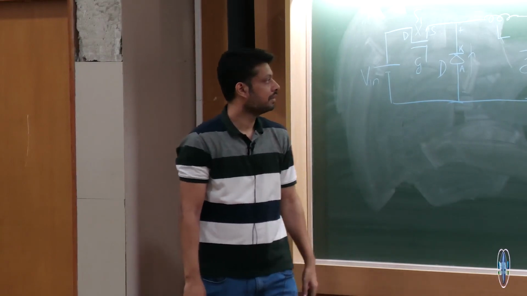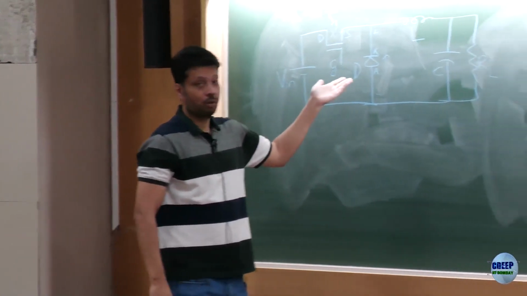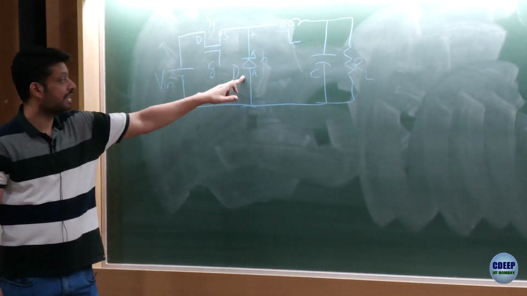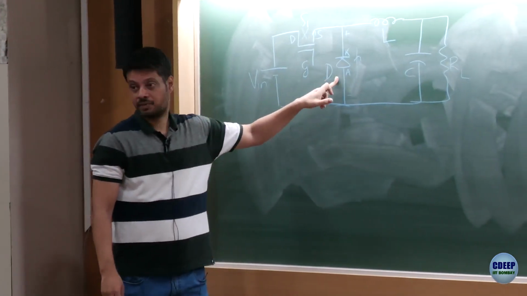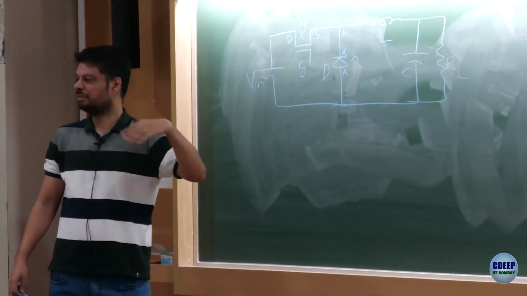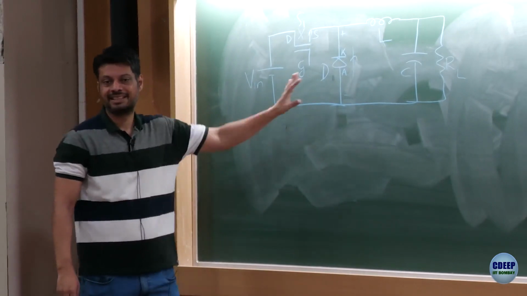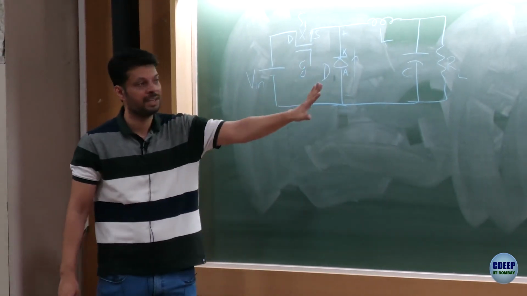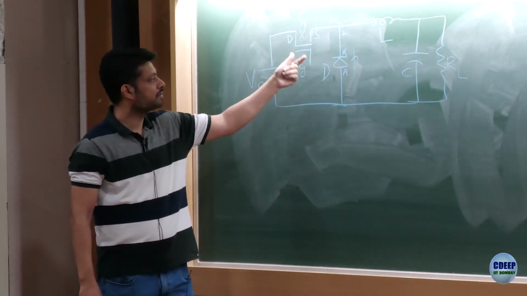Okay. You could have done more. Instead of using this diode, you could have used one MOSFET here also, which is also possible, and we will look into that a little bit later, but this is the simplest way of implementing a buck converter. Use a MOSFET, use a diode.